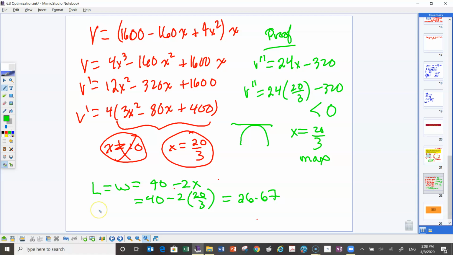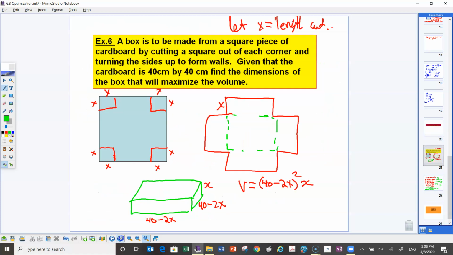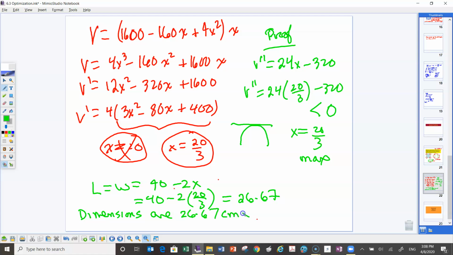So therefore, the dimensions in my final statement are 26.67 centimeters by 26.67 centimeters by 20 divided by 3, convert that as 6.67 centimeters. And that would be your final answer.